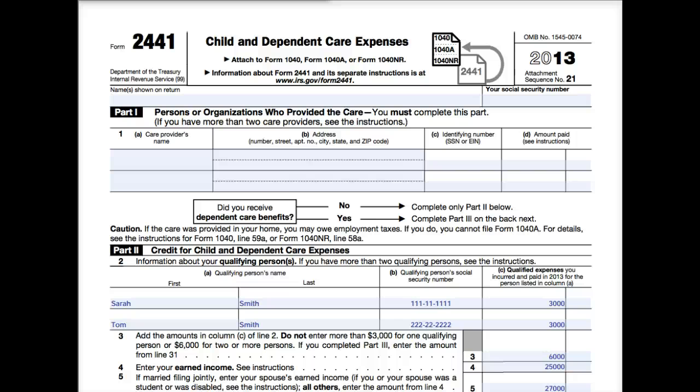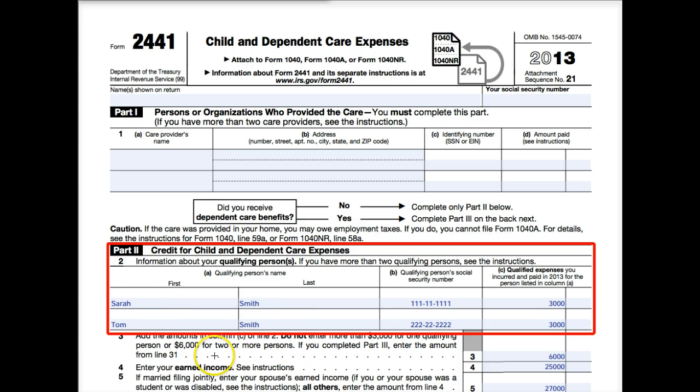So many people that have children incur some sort of child care expense, and that's what we're going to be exploring. Part 2 then discusses your children or your dependents. So in here I've entered 2 dependents. Say you have a daughter and a son. Again, you have to put their social security number and then how much you paid.